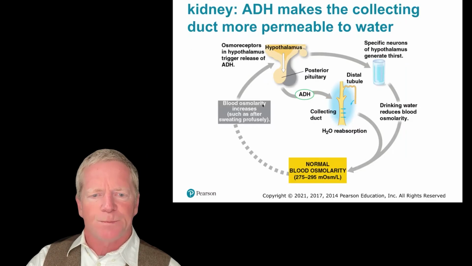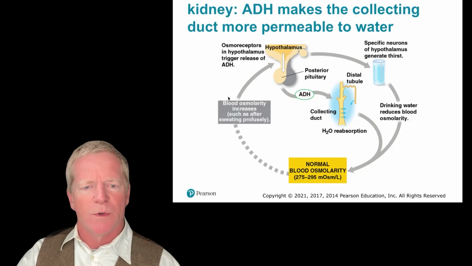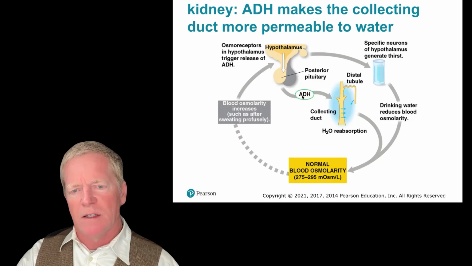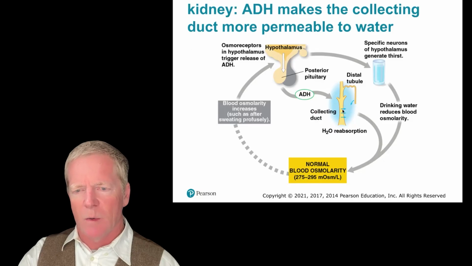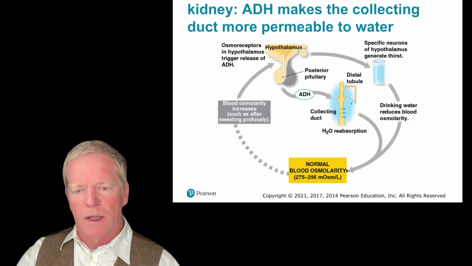Let's say your blood osmolarity increases because you're working out hard and you're sweating profusely. What that will do is change your blood osmolarity as the blood travels through the hypothalamus. The hypothalamus will release antidiuretic hormone. Antidiuretic hormone signals to the collecting duct to release aquaporin into the membranes to increase water reabsorption from the urine. As that happens, water is reabsorbed and normal blood osmolarity is maintained.